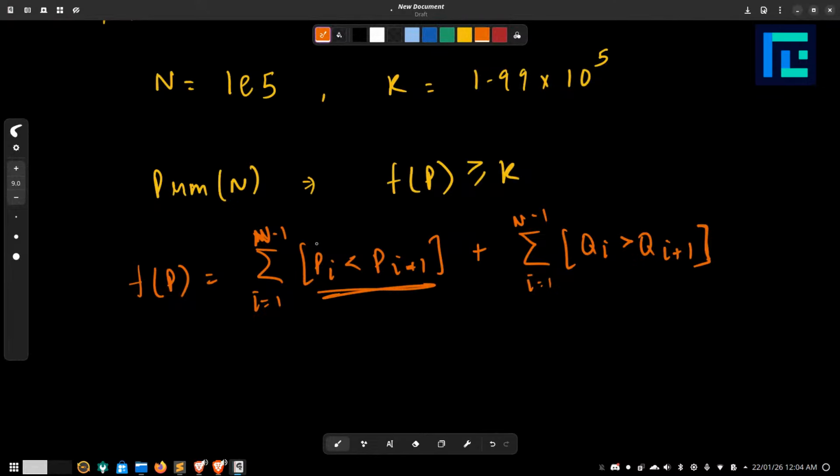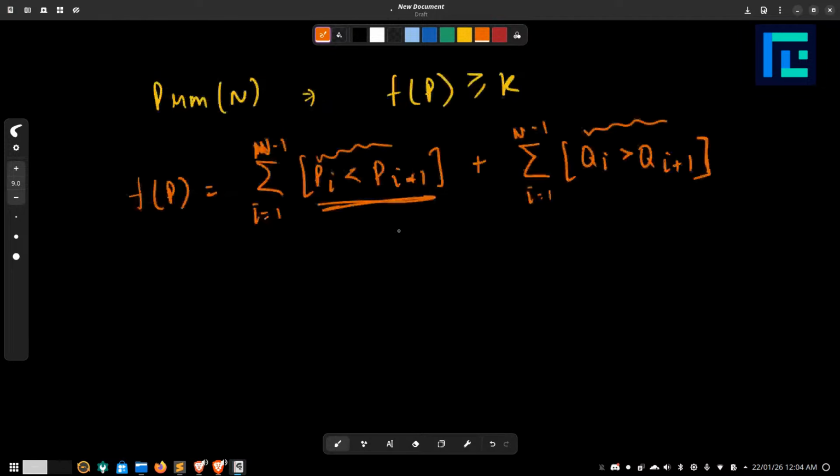So we just need to count the pairs where pi is less than pi plus 1 and qi is greater than qi plus 1. Now, p is basically the permutation that we are talking about, and let's see what q is. q is the inverse of p. What does that mean? Q of pi is equal to i.